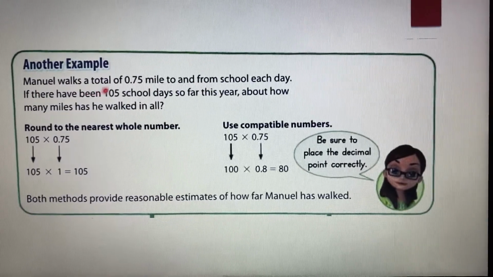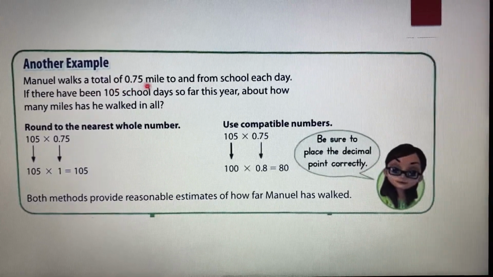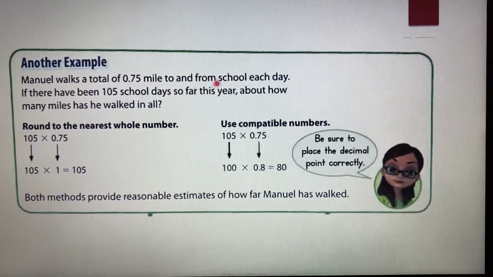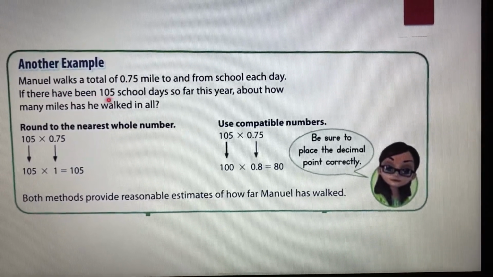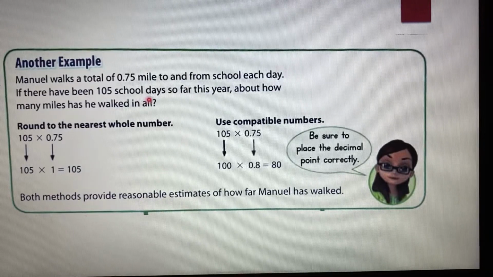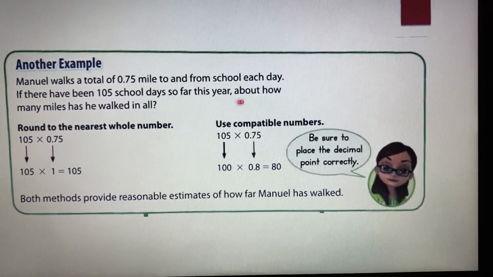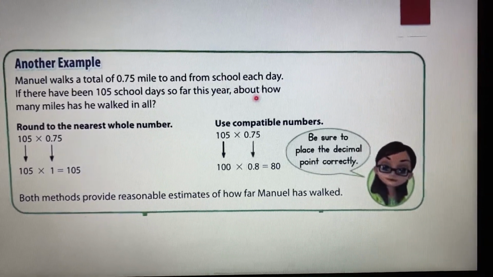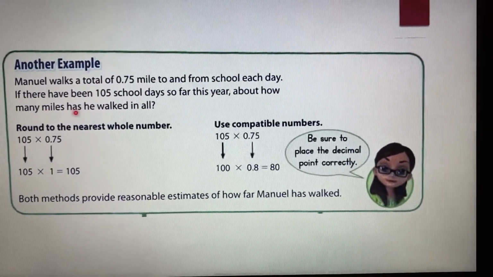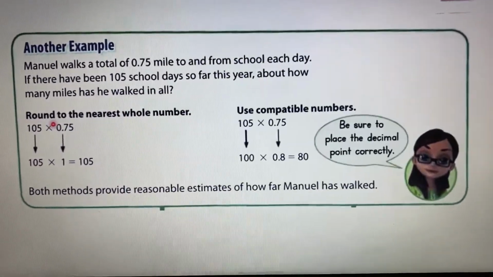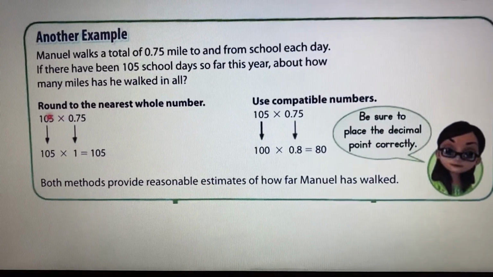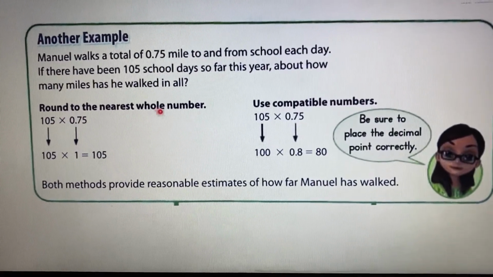Manuel walks a total of 0.75 miles to and from school each day. If there have been 105 school days so far this year, I'm going to estimate how many miles she has walked in all. So I'm going to multiply. If I'm rounding, I round to the nearest whole number.